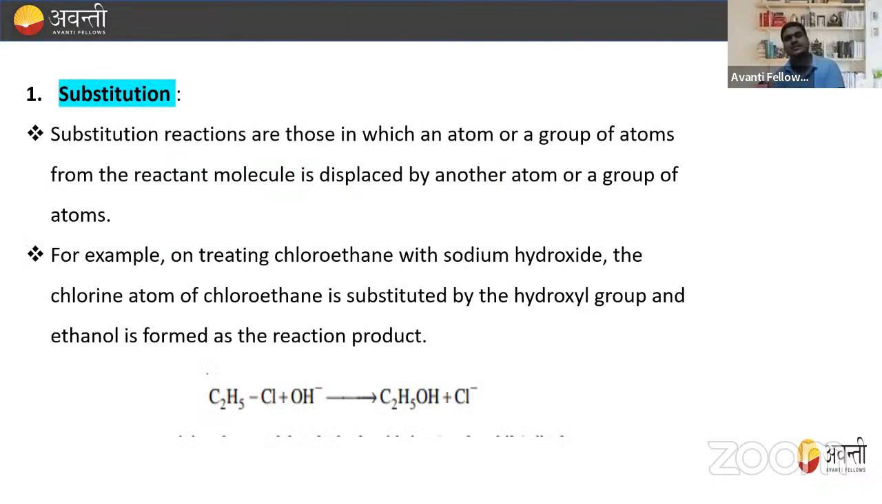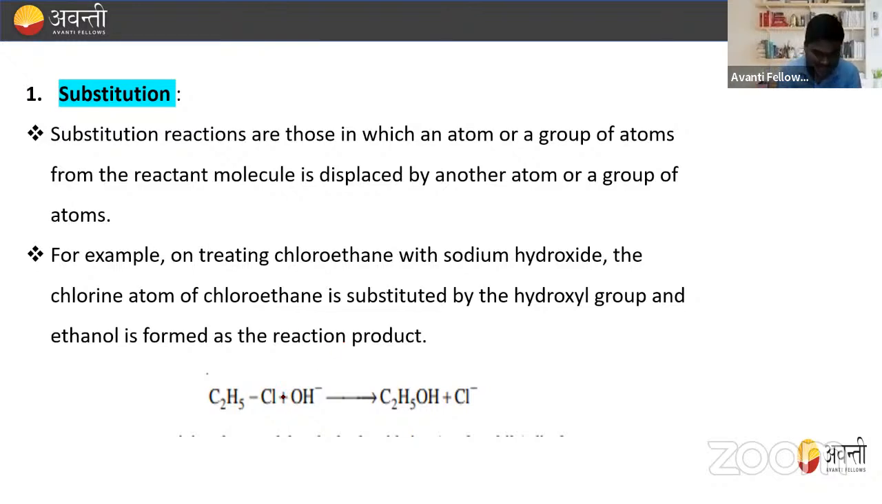Right. Now, substitution. So what is the substitution reaction? Basically, substitution reactions are those in which an atom or group of atoms from the reactant molecule is displaced by another atom or group of atoms. For example, on treating chloroethane with sodium hydroxide, the chlorine atom of the chloroethane is substituted by the hydroxyl group and ethanol is formed as the reaction product, right?